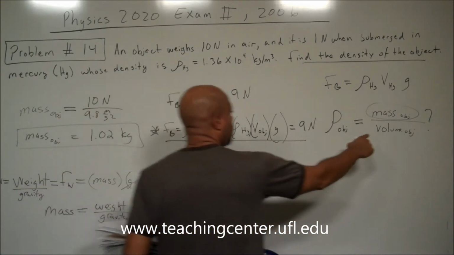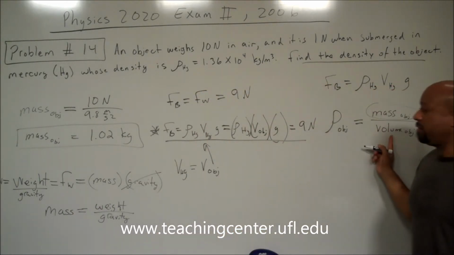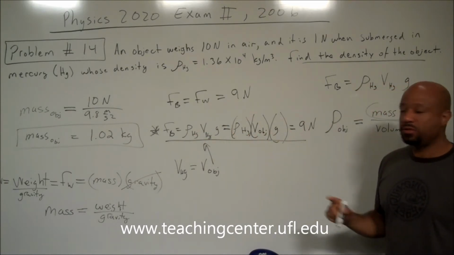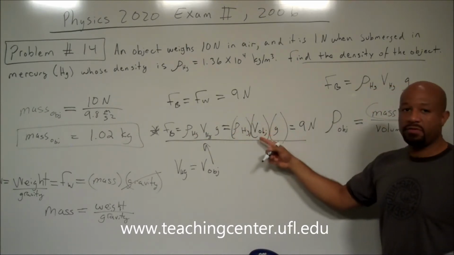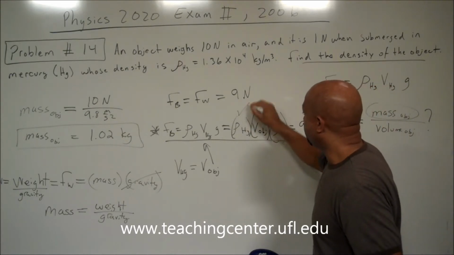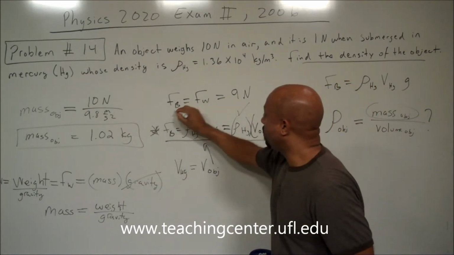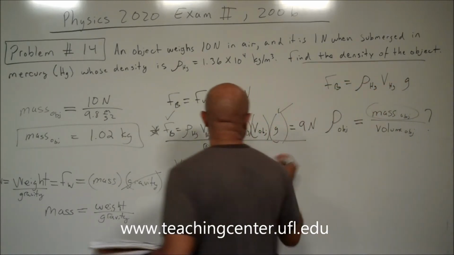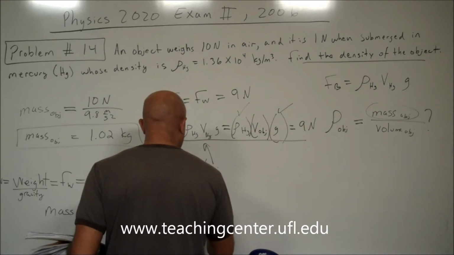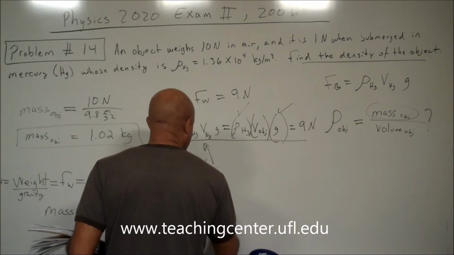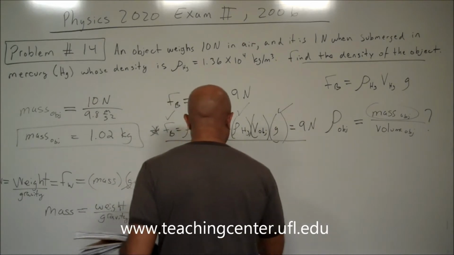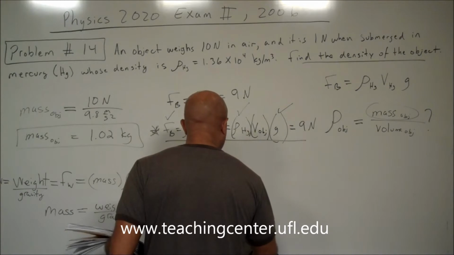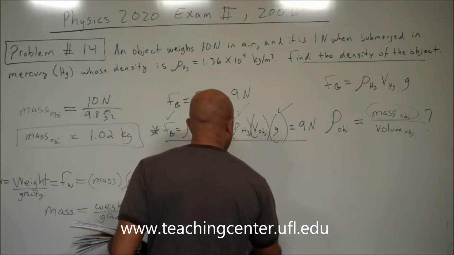because we're trying to find the volume of the object, and in this equation we're relating the buoyant force to the volume of the object. So we can actually solve this equation for the volume of the object because we know the density of the liquid, we know gravity, and we know the buoyant force now, which is 9 newtons. So the volume of the object is going to equal the buoyant force divided by the density of the liquid multiplied by gravity.